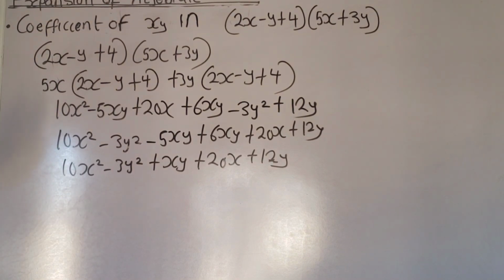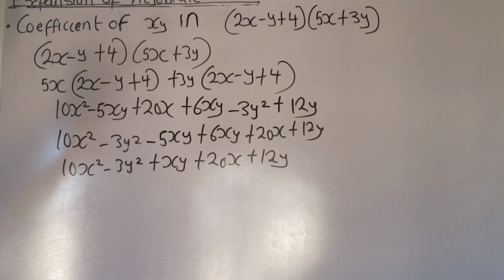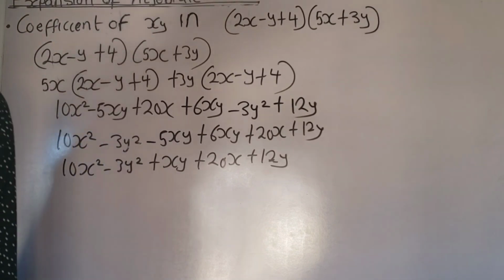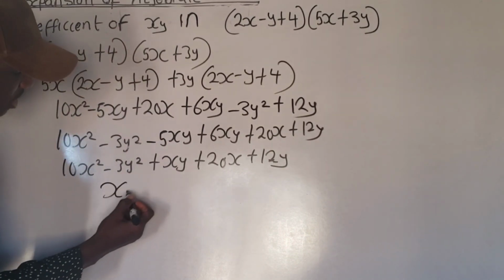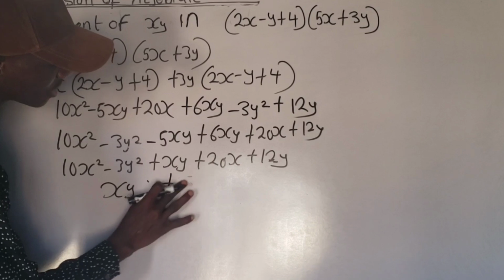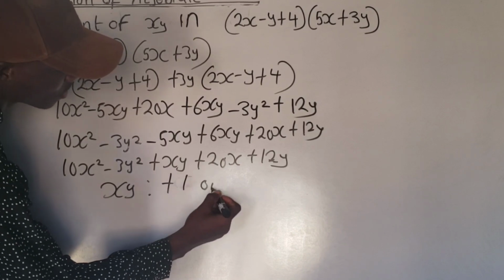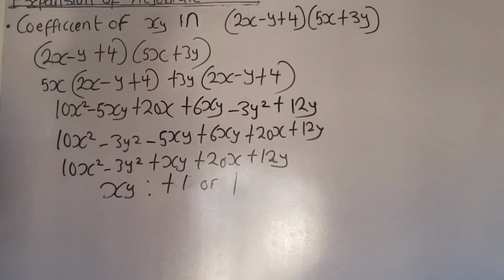Now, we are asked to find the coefficient of xy. From this expansion, what is the coefficient of xy? Plus 1. There is an invisible 1 in this place. You understand? 1xy is also the same thing as xy. So, the coefficient of xy is positive 1. Okay? Positive 1 or 1. That is the coefficient of xy. That is the solution to that question.